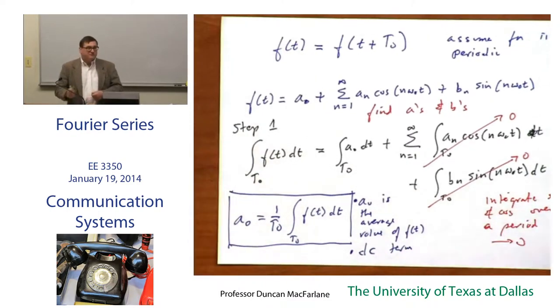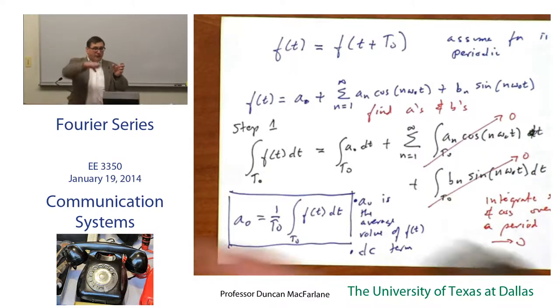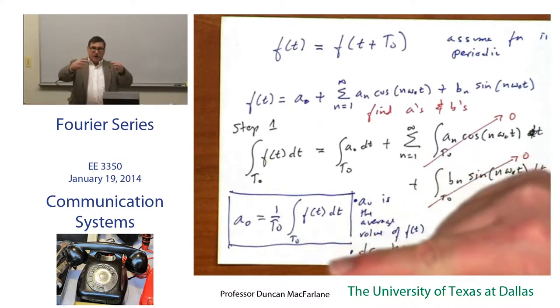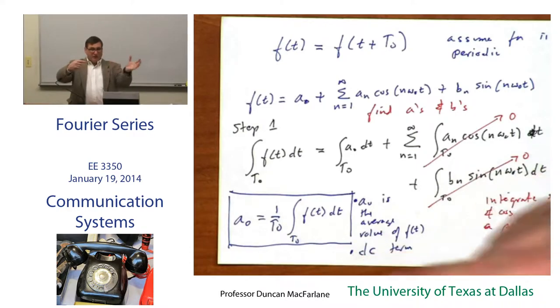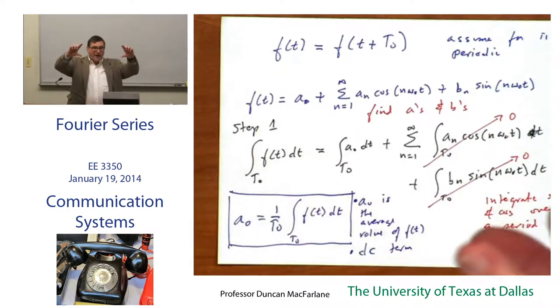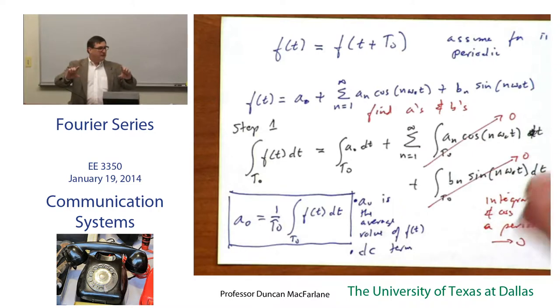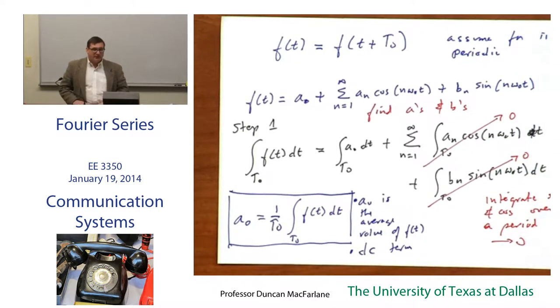Of the function, it's the DC term of the function. So if I have this f of t as a signal, and I put a blocking cap in series to block out the DC, I move the whole function down so that it's symmetric above the axis. I lose the DC battery component, and that's called an AC coupled signal.